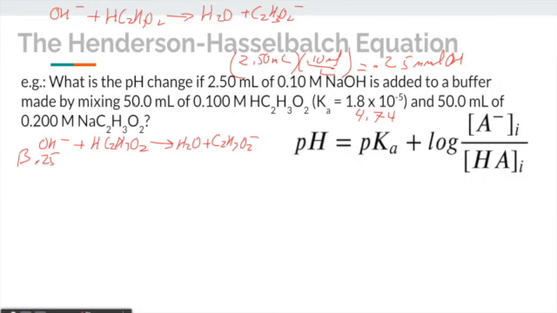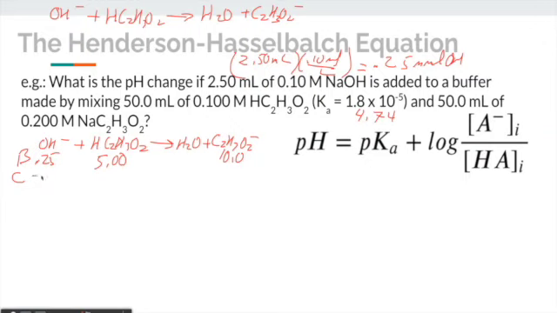How much acetic acid do we have? Well, we have 50 milliliters at 0.1 moles per liter. So that gives us 5 millimoles of acetic acid. And we have 50 milliliters of 0.2 molar sodium acetate. So that's going to give us 10 millimoles.